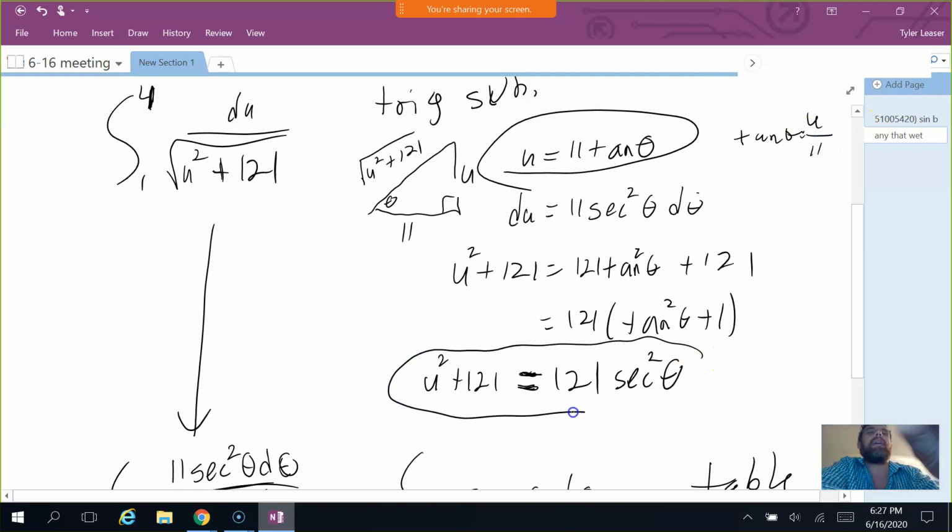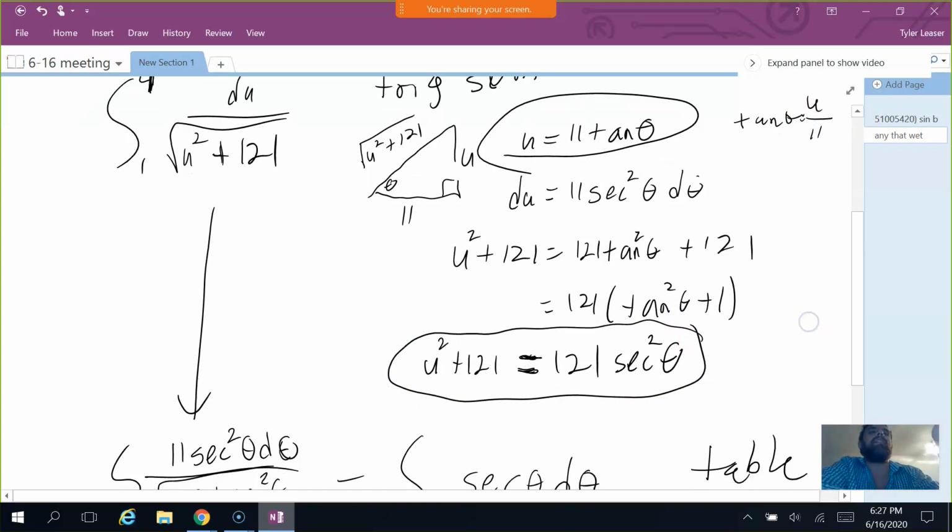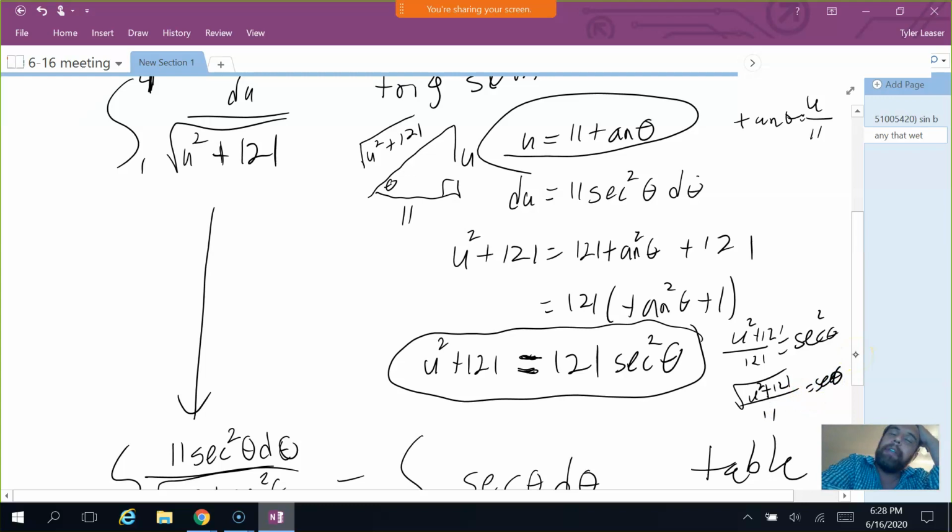This equation at the bottom will let me get secant. If I divide the 121 over, that's going to be equal to secant squared. If I take the square root of that, that's going to give me secant. So whenever you take the square root of a fraction like that, take the square root of the top and the bottom separately. So the square root of u squared plus 121 in the numerator, the square root of 121, which is just 11 in the denominator. I know I kind of write that small and out of the way, but I hope that's okay.